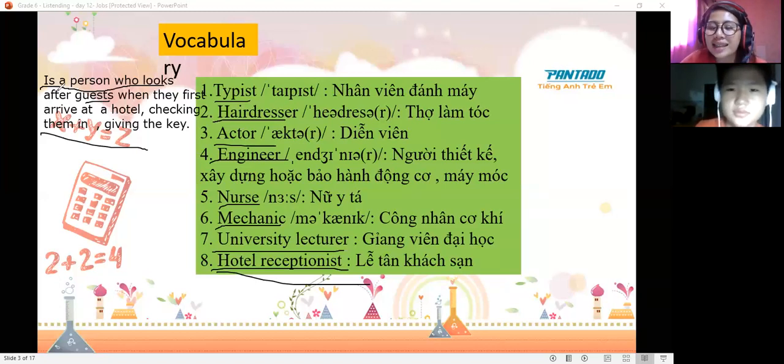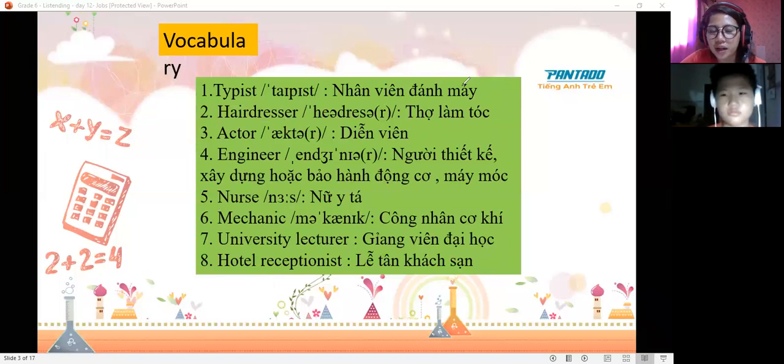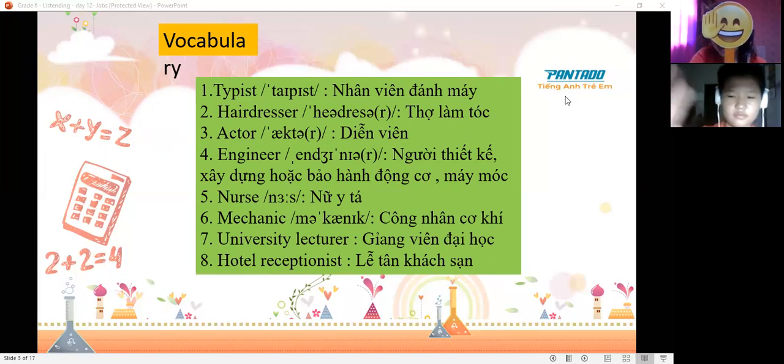Okay, can you pronounce again, guest? Yes. Again, guest. Very good. That's great. Okay, so again, for the last time, can you read again? Hotel receptionist. Very good. Receptionist is a person who looks after guests when they first arrive at the hotel, checking them in, giving the key. Okay, that's great. Very good, Dang. So now, did you know already what is hotel receptionist? Okay, very good. So high five.